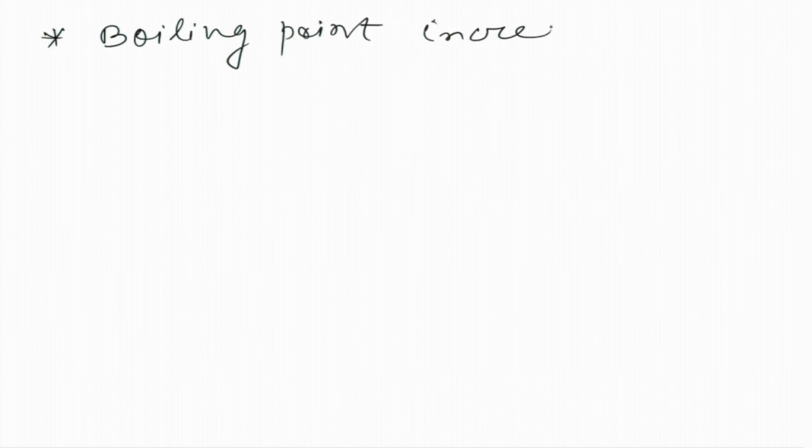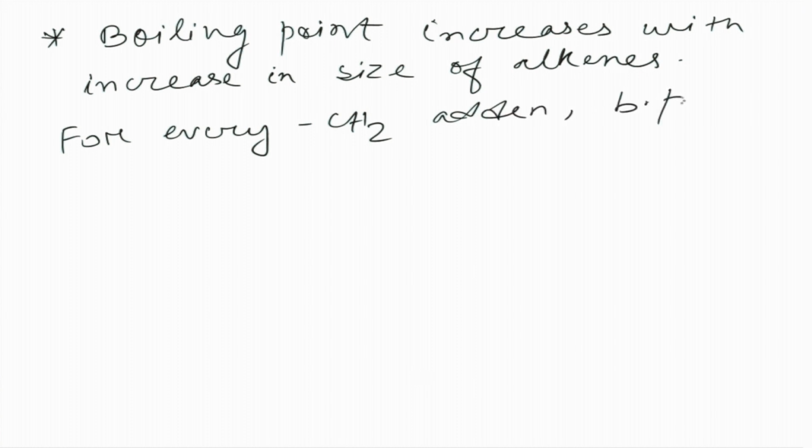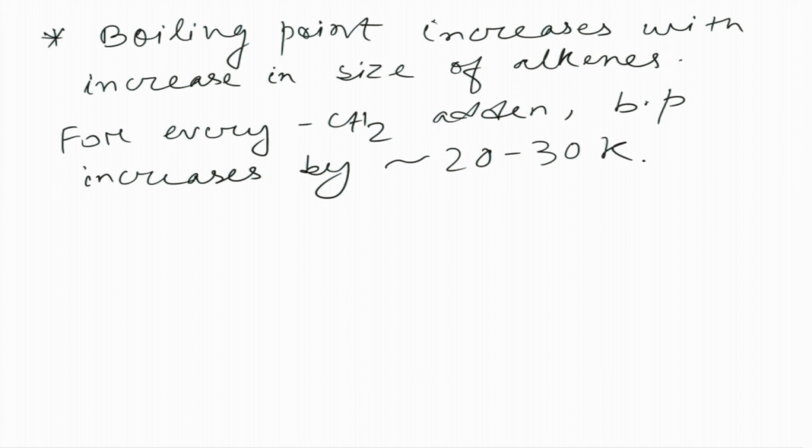And about the boiling point, boiling point of alkenes increases with increase in size of alkenes. Okay. So, roughly for every CH2 group added, boiling point increases by approximately 20 to 30 Kelvin.